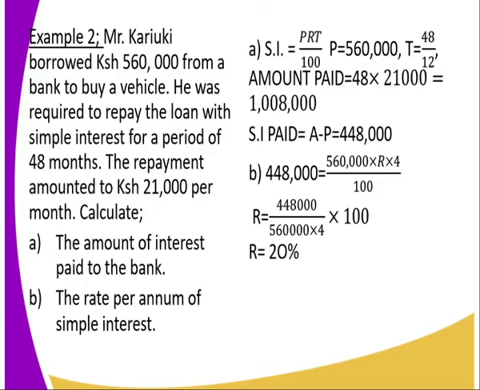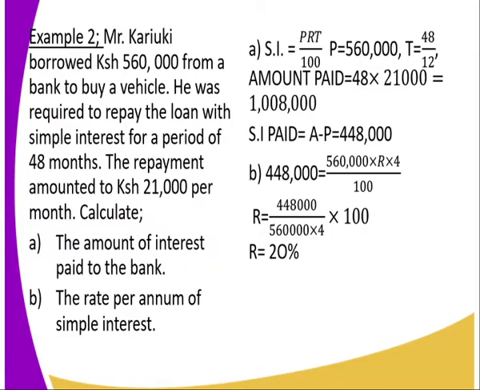We go to the next example. Mr. Karaoke borrowed 560,000 from a bank to buy a vehicle. He is required to repay the loan with simple interest for a period of 48 months. The repayment amounted to 21,000 per month. Calculate, one, the amount of interest paid to the bank. Two, the rate per annum of the simple interest.